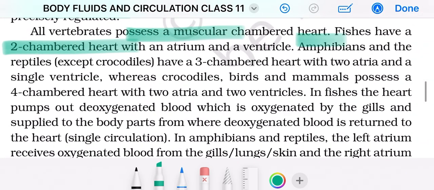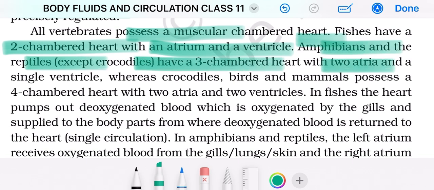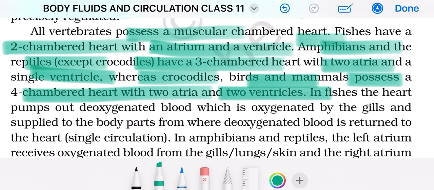Fishes have a two-chambered heart with an atrium and a ventricle. Amphibians and the reptiles except crocodiles have a three-chambered heart with two atria and a single ventricle, whereas crocodiles, birds and mammals possess a four-chambered heart with two atria and two ventricles.